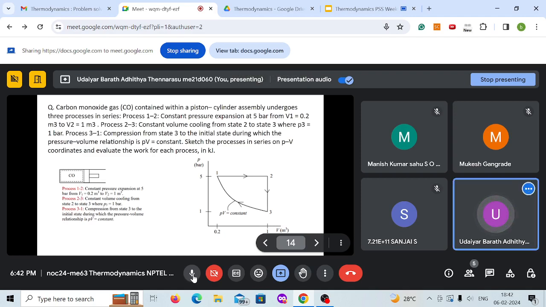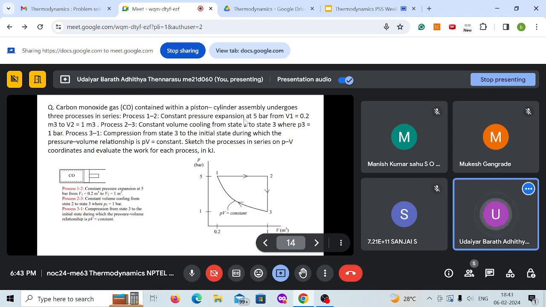So we have a constant pressure process. It's just P into dV, so you can easily find out. In process 2-3 there will be no work done because your pressure is changing but your volume is constant. Here they also say it's a cooling process, so there is no heat or work transfer happening. If you integrate P into delta V, your delta V is 0, so your work done will be 0.